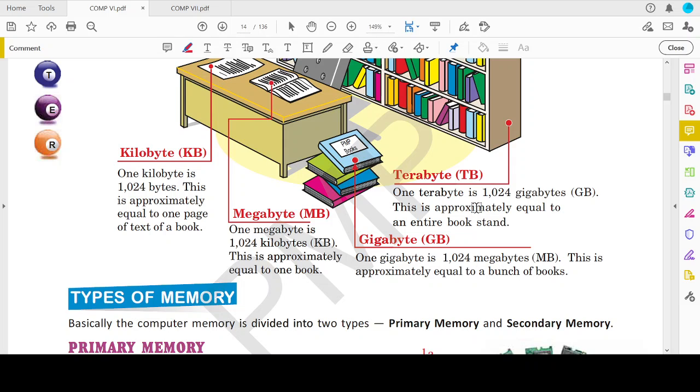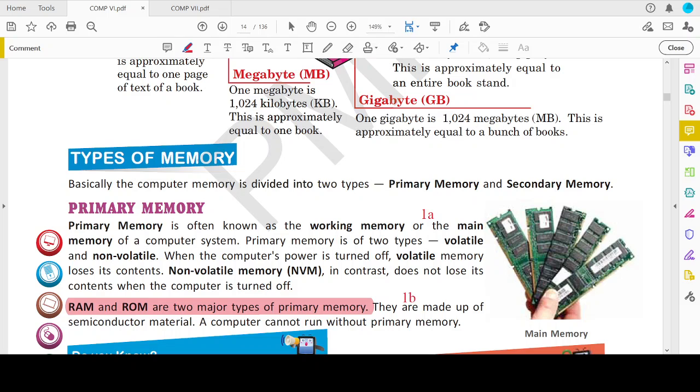So it will again depend on the quality of the image you are creating. You have the physical documents, and the quality of the scanned documents will determine the requirement of the memory space. Next, the types of memory.